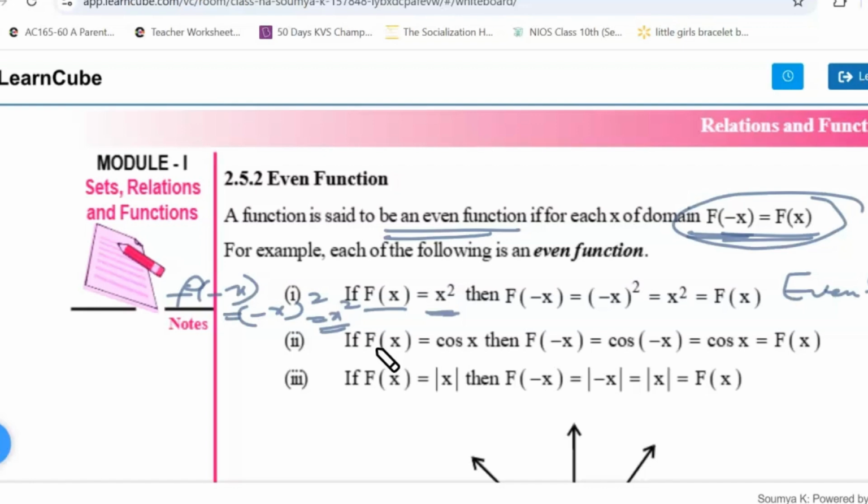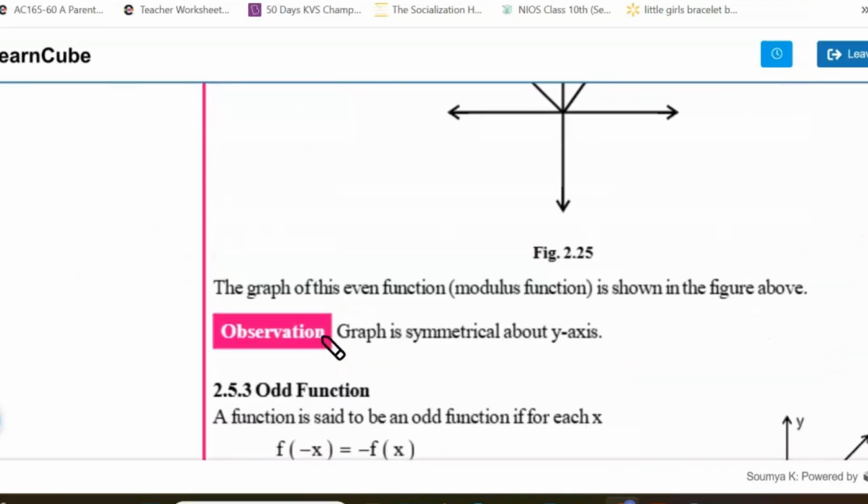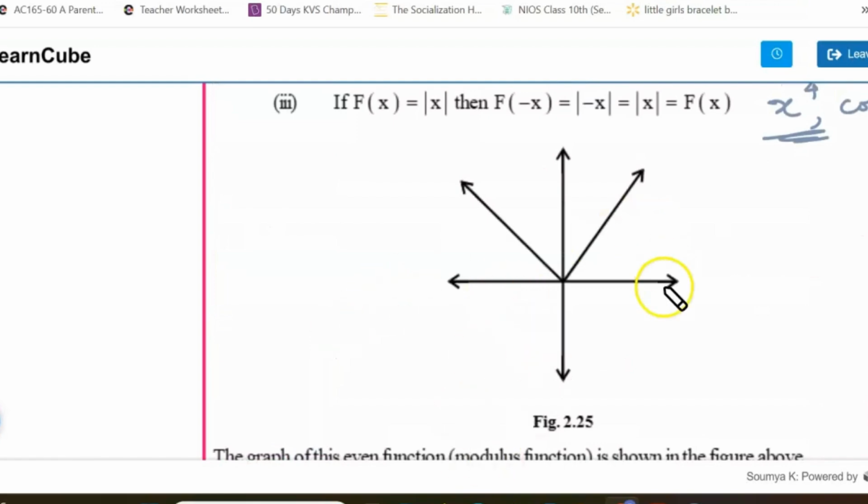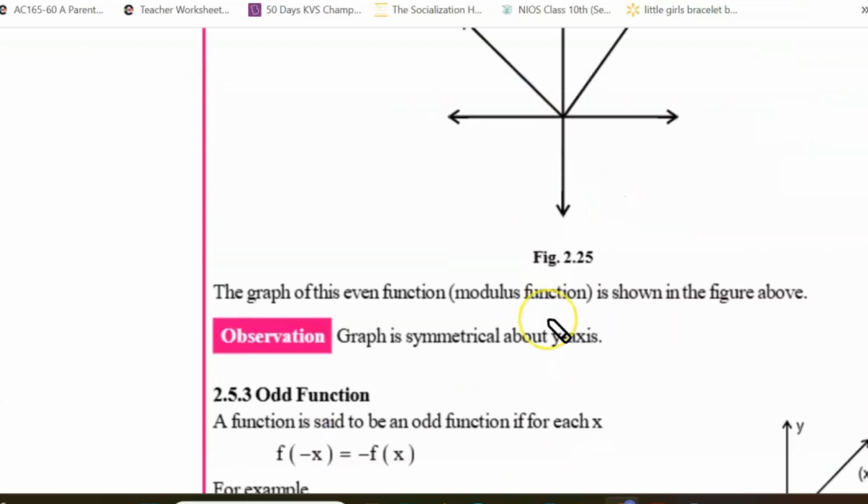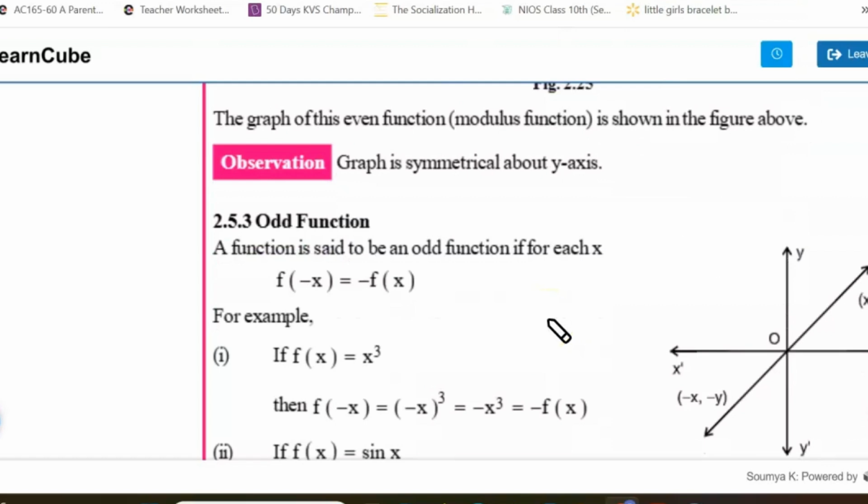Okay. Now next, other examples of your even function can be x raised to 4, cos of x. These are the examples of your even function as well. The graph of even function looks somewhat like this. Okay, you can check this graph. Let's move on to the next function, that is odd function.